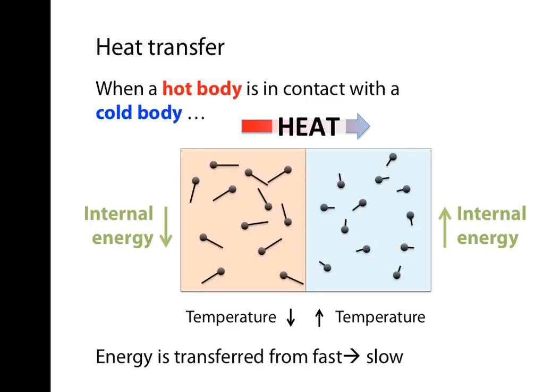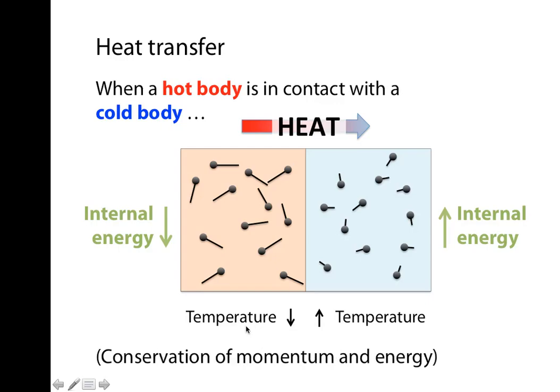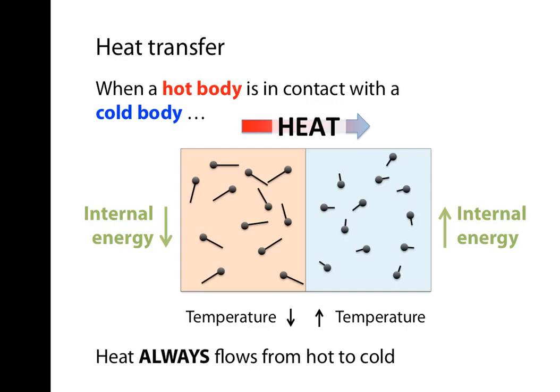So energy is transferred from the fast-moving particles on the left to the slower-moving particles on the right, meaning that the fast-moving particles will slow down and the slow-moving particles will speed up, which, as I said earlier, is the same thing as temperature. Momentum is conserved. Energy is conserved. Total energy is conserved. And heat always flows from hot to cold. In fact, this is such an important idea that it's got a name, which is the zeroth law of thermodynamics. There are other laws, but this one is so fundamental that we call it the zeroth law.